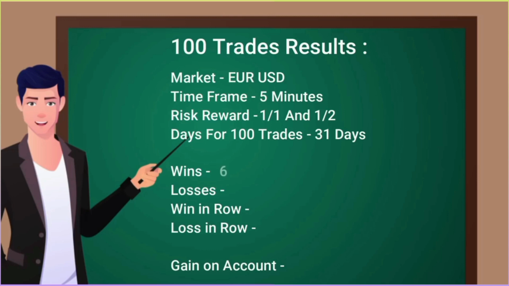There were 63 winners and 37 losses. The win rate is 63%. This is a really good win rate because our risk-reward ratio is 1:1 and 1:2. The most won in a row was 9, and the most lost in a row is 2. The gain on the account was 86%, and that's risking 2% per trade.